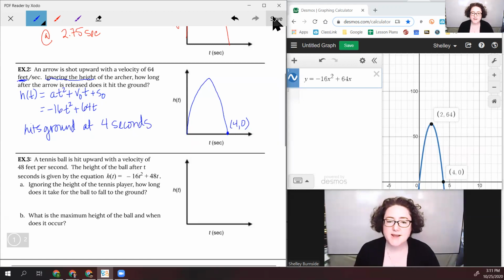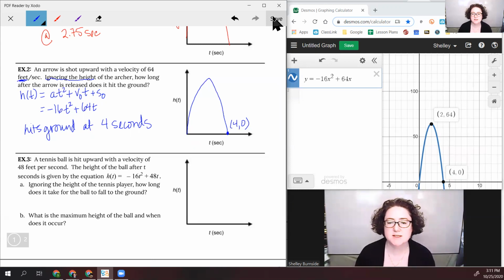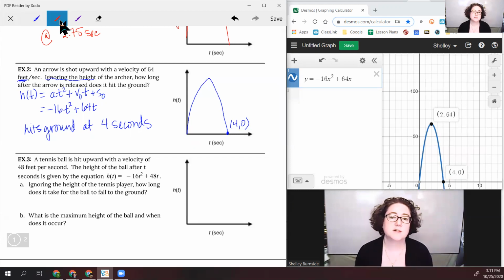Alrighty, next example. So example 3, a tennis ball is hit upward with a velocity of 48 feet per second. The height of the ball after t seconds is given by the equation h of t equals negative 16 t squared plus 48 t. So again, in this problem, we are ignoring the height of the tennis player. All we care about is our acceleration constant due to gravity and our initial speed. So first question is, again, ignoring the height of the tennis player, how long does it take for the ball to hit the ground?